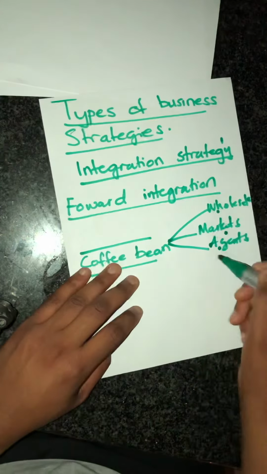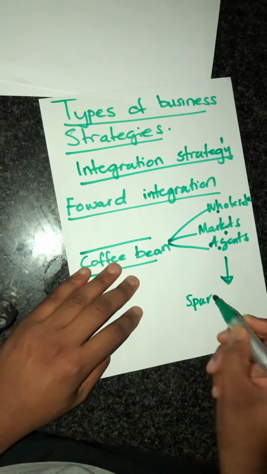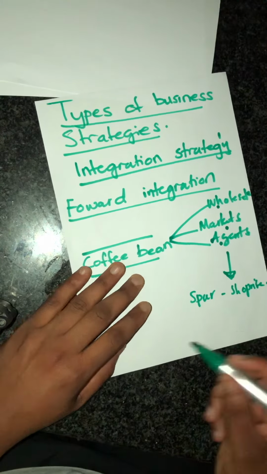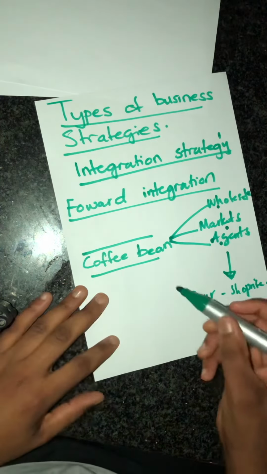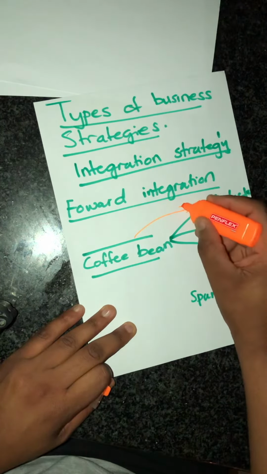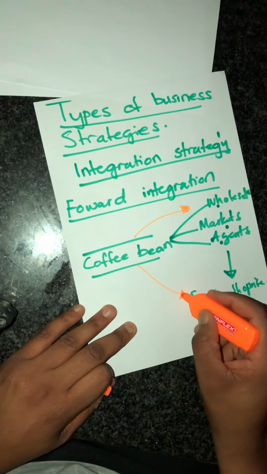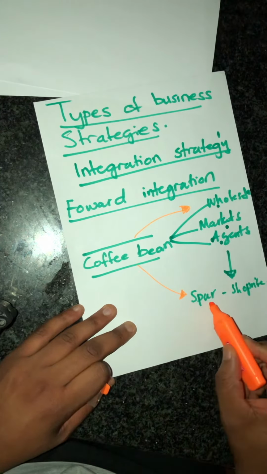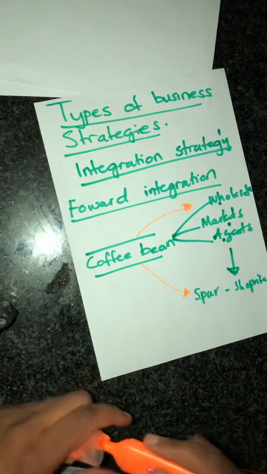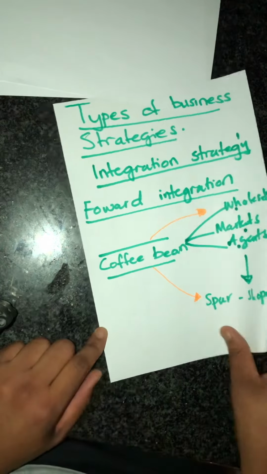Because remember, these three, they also sell to your Spar, to your ShopRite, etc. So forward integration is to stop giving or selling to the distributors, but directly selling yourself to the stores that you want to sell to. It could be Spar, ShopRite, or your customers. So that's the first one. It's called forward integration.